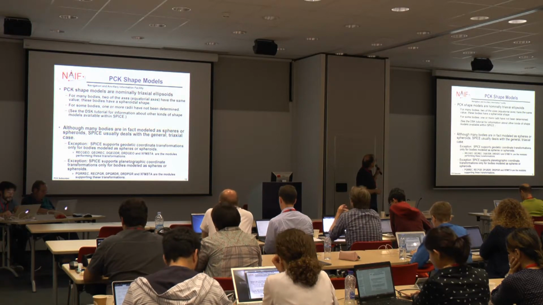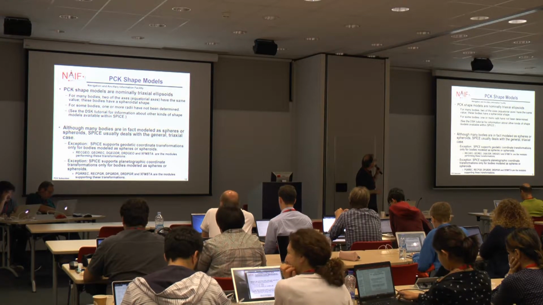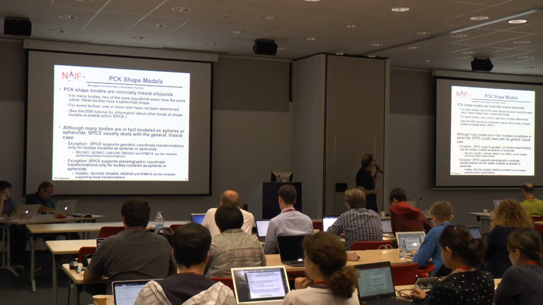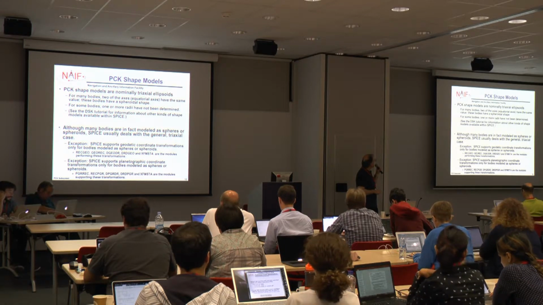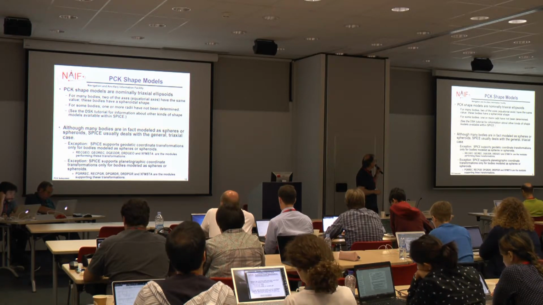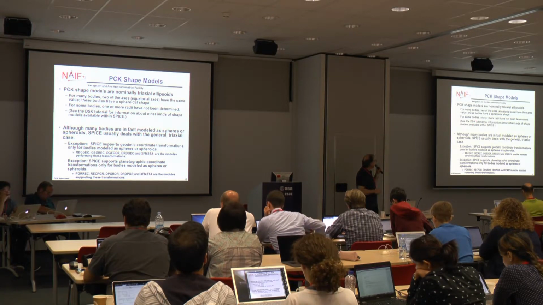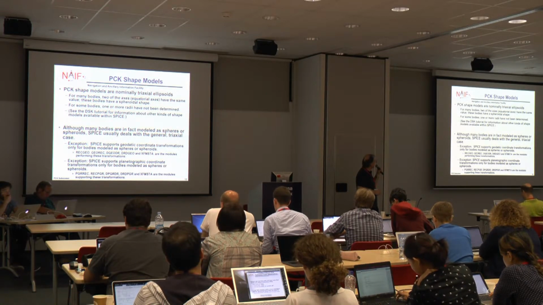PCK shape models are nominally triaxial ellipsoids. For many bodies, two of the axes have the same value, usually the equatorial axes. These bodies have a spheroidal shape. For some bodies, one or more radii have not been determined. See the DSK tutorial for information about other kinds of shape models available within SPICE, and tomorrow we'll get into a discussion of DSK.